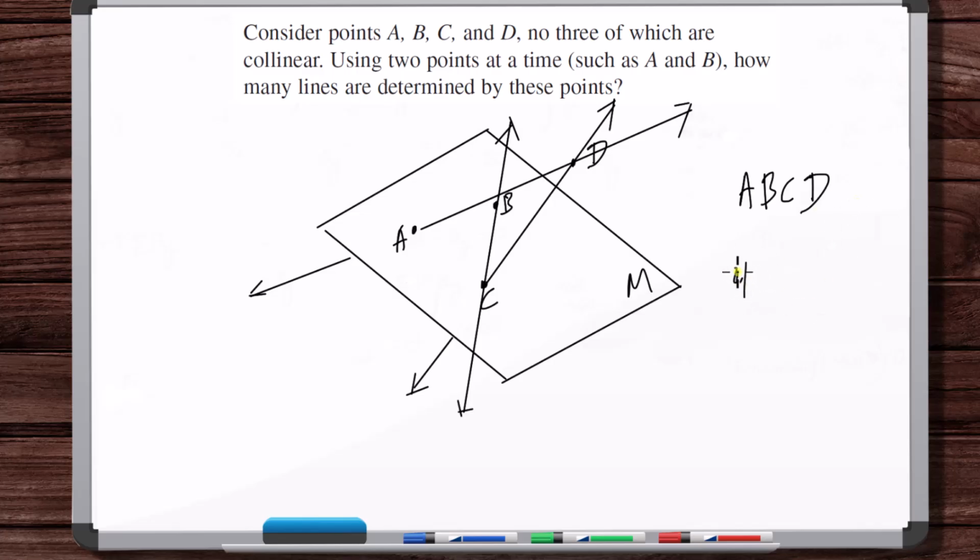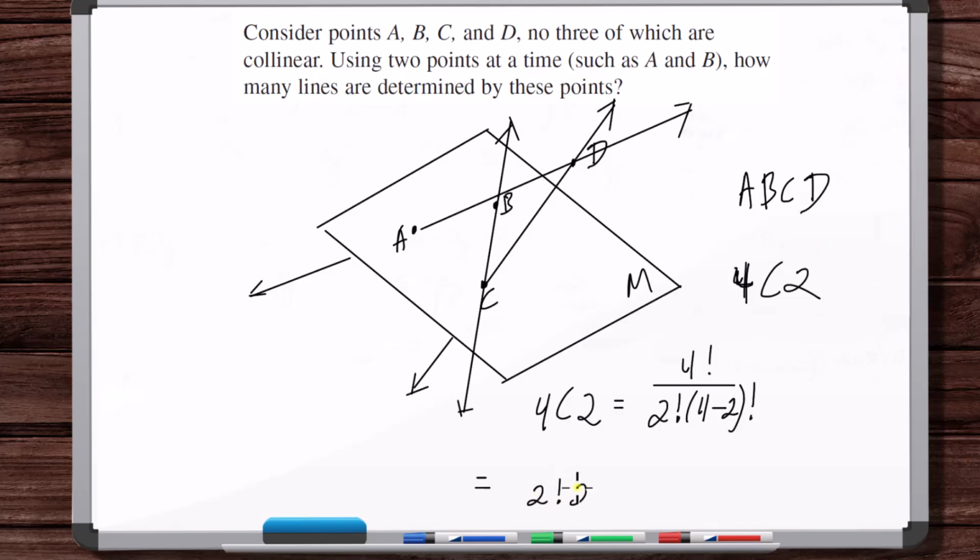So this is 4 choose 2. 4 choose 2 is going to be 4 factorial over 2 factorial times 4 minus 2 factorial. So you've got 2 factorial, and then 4 times 3 times 2 factorial. So we've got 4 times 3 over 2. That's 6. So the answer is 6.